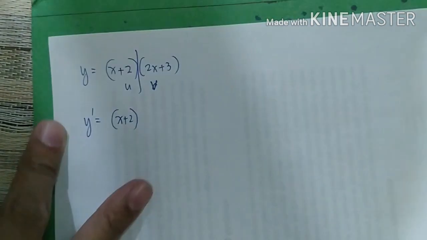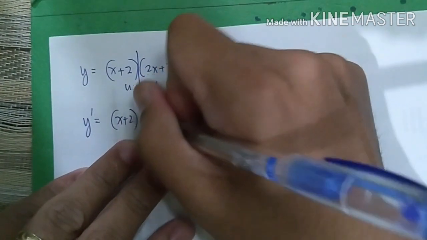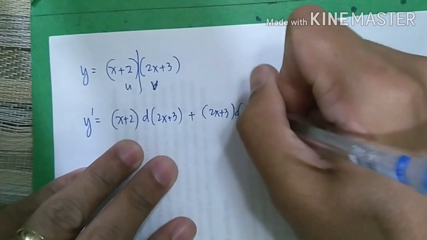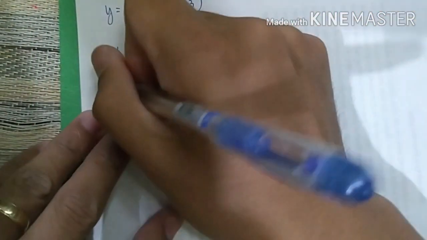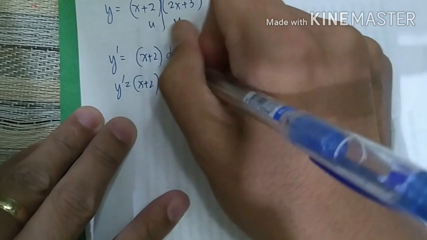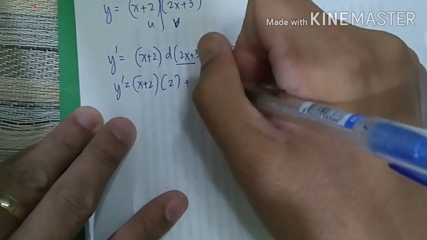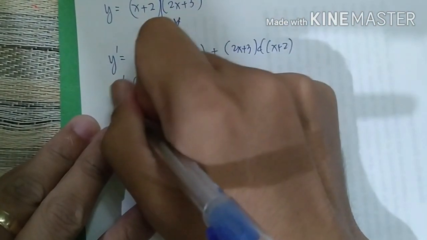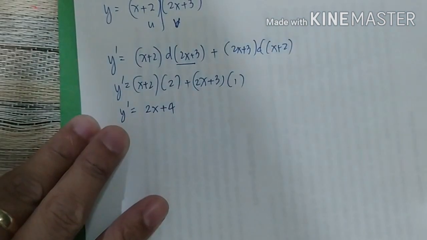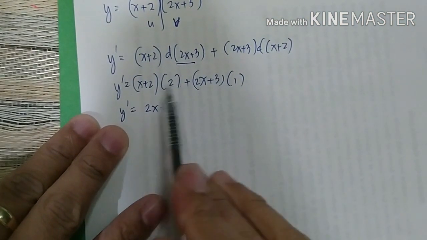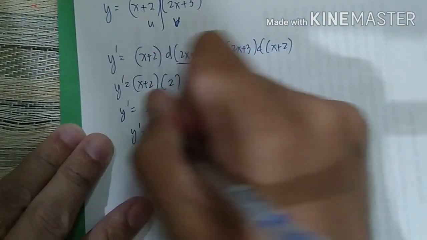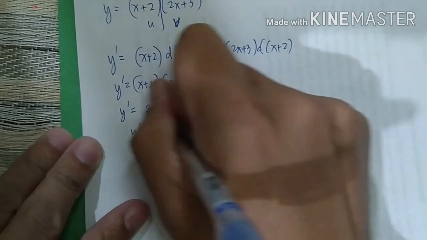So, pwede natin gawing y prime is equal to x plus 2 times derivative ni 2x plus 3 plus 2x plus 3 times derivative ni x plus 2. So, ang mangyayari, y prime is equal to x plus 2 times derivative ni 2x plus 3 is 2 plus 2x plus 3 times derivative ni x plus 2 is 1. So, magiging y prime is equal to 2x plus 4, distributing that to 2x plus 4 plus 2x plus 3. So, y prime is 4x plus 7.